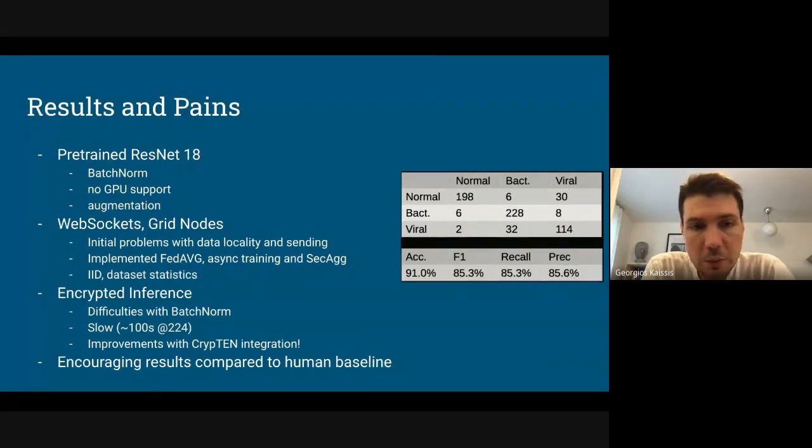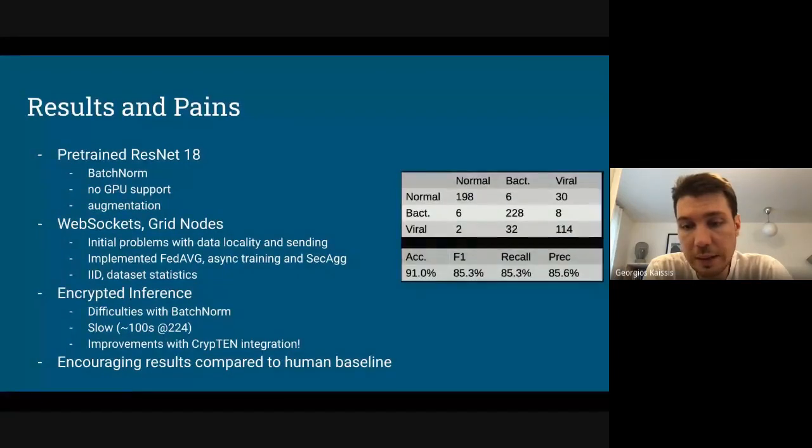And now we're just implementing encrypted inference. We couldn't get this working until the recent versions of PySyft with the CrypTen API, where it actually started working quite well. Theo helped a lot, and I think he showed some results at the birthday party presentation the other day. So it works now. It's just extremely slow, about 100 seconds for a 224 image, but the results overall, which you can see on the right, are quite comparable to the human baseline.